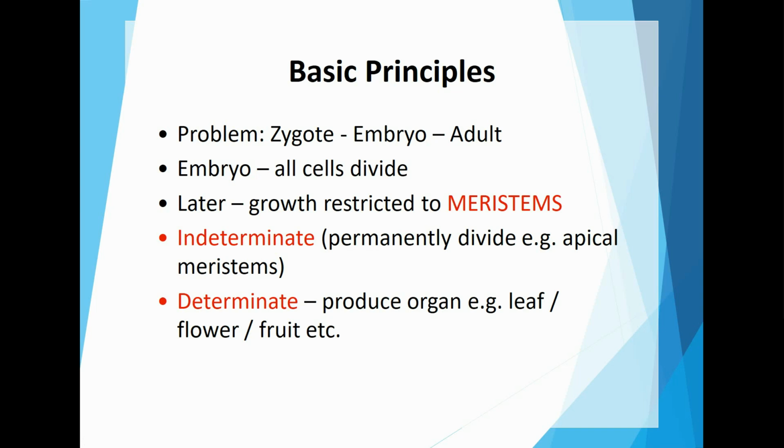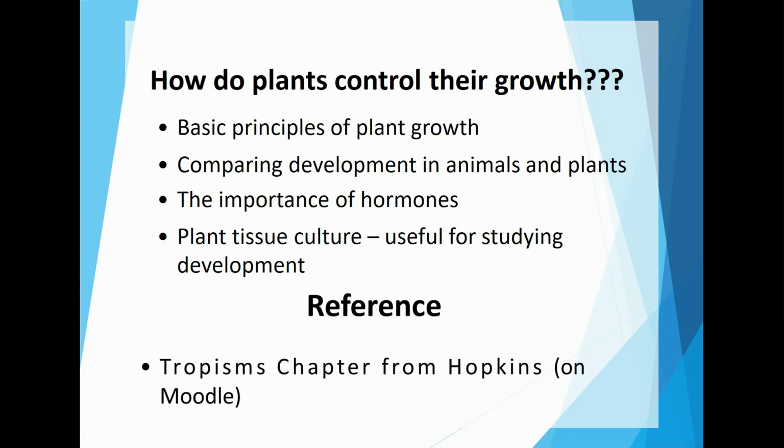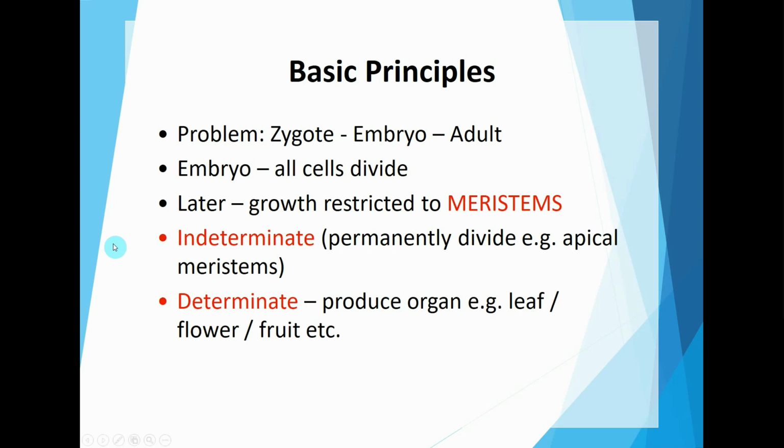your RAM and SAM, only the apical meristematic regions, the RAM and the SAM, are formed during embryogenesis. So these indeterminates, which are permanently dividing, they are permanently apical meristems at the bottom and at the top. They are formed during embryogenesis.